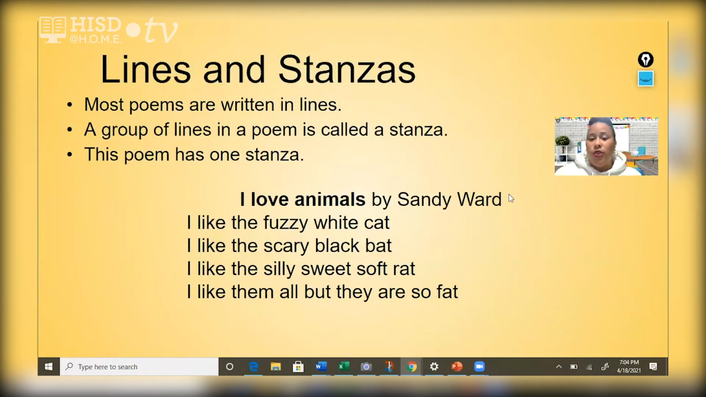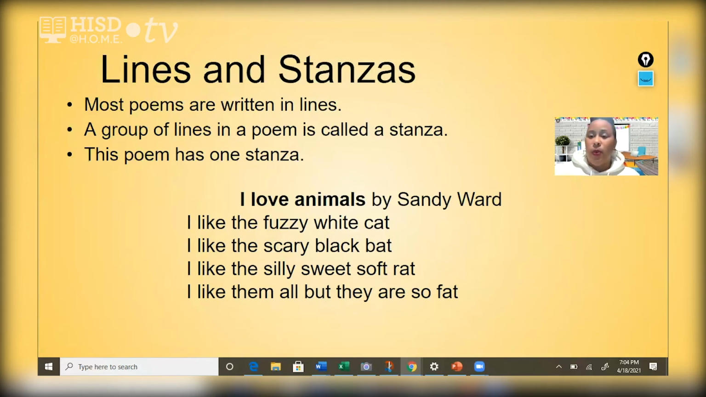We also know that poetry can have lines and stanzas. When we're writing a story, we have to make sure we're using complete sentences. But when we're writing poetry, it is written in lines. It doesn't always use punctuation. When a group of lines are together, it is called a stanza.